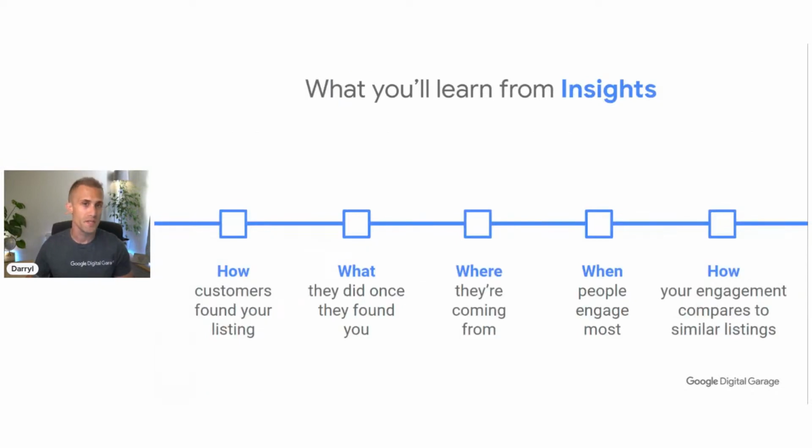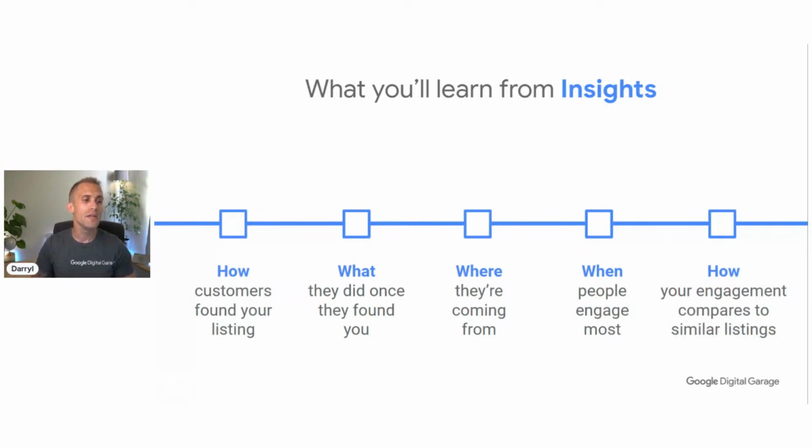What you'll learn from those insights is how customers are finding your listing. That's super important because once you can find out how they're finding you, you can enhance that journey. Next up, what did they do once they found you? Were they calling you? Were they going through to find more information? Did they look at the photos? Where were they coming from? Really important. And then when people engage the most, for example, the phone calls, if a lot of people are phoning during a certain period of the day, how do we improve that from a business standpoint, but also make sure the resources are available when that traffic is high?